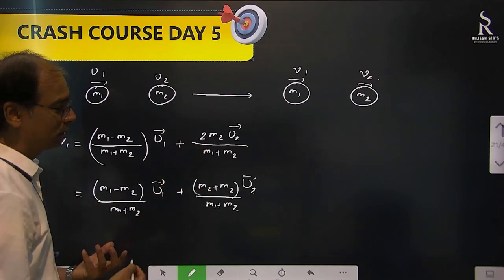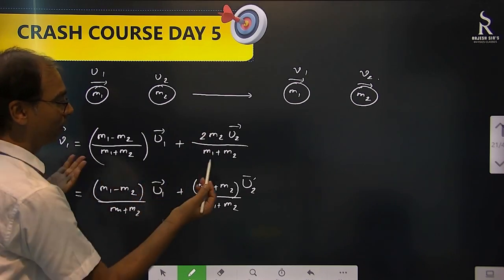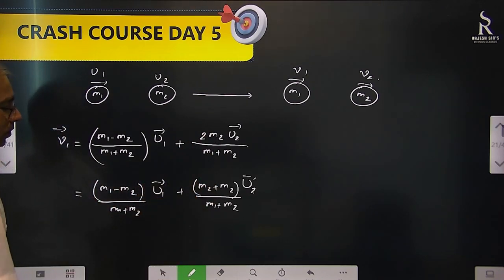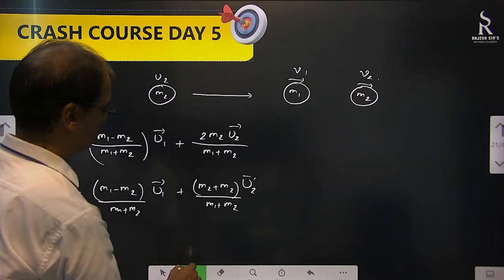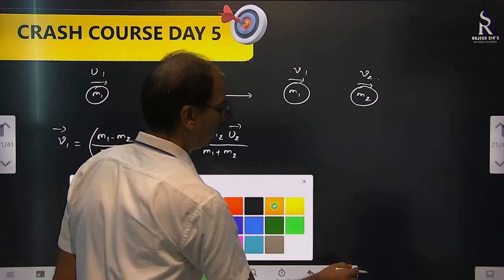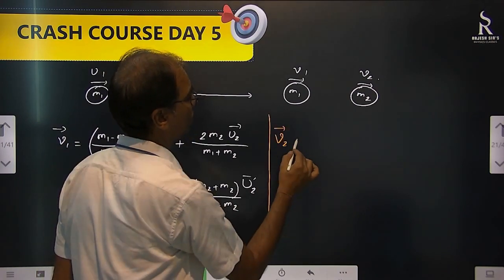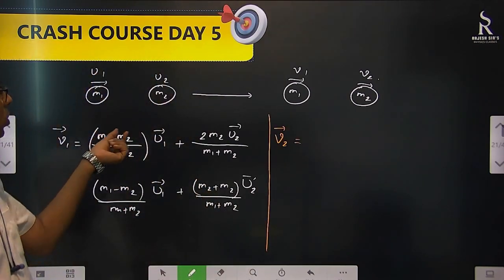Whichever way, this is all you have to remember. If you can remember it directly, fine. Okay, right, this is V1. Then V2, same way. If you remember V1, obviously V2 you can write automatically. What will be the difference here? V2, I'll be writing M2 minus M1.